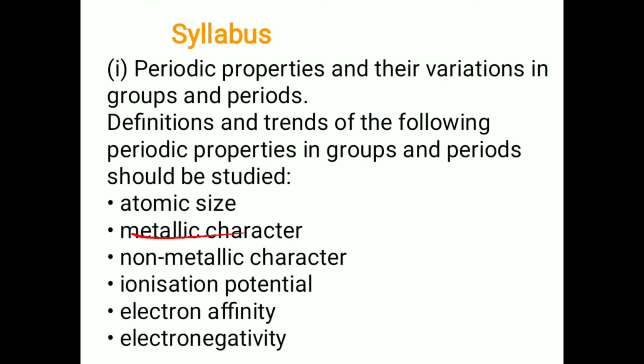Now the ICSE board has given us this syllabus for the first chapter. This syllabus includes mainly the periodic properties and the variation of the properties in the groups and periods, mainly the atomic size, metallic character, non-metallic character, ionization potential, electron affinity and electronegativity. There are mainly these 6 parameters for which we have to determine the trends and the variation in groups and periods.